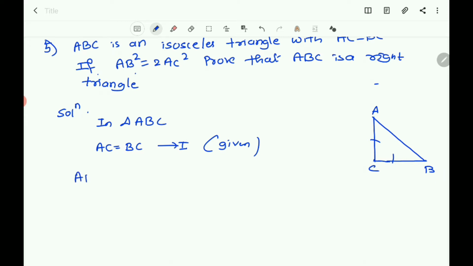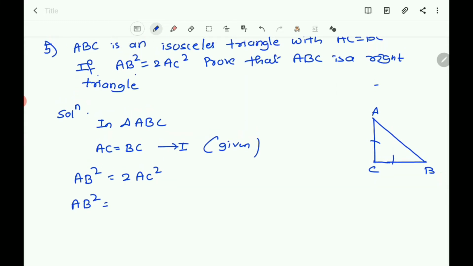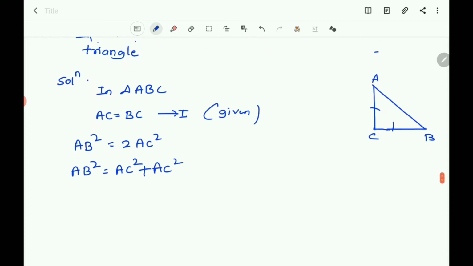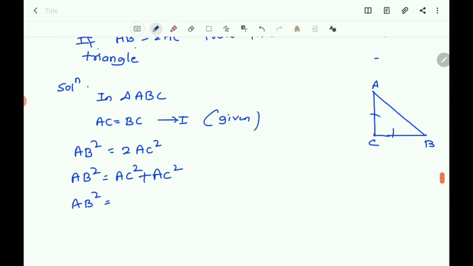If AB square is equals to 2AC square, that is given. Now you write AB square is equals to AC square plus AC square, you split 2AC square as AC square plus AC square. So AB square is equals to one AC square, and the other AC square you write as BC square here. So what did you get here? From first, as AC is equals to BC, in the place of AC square you write BC square.